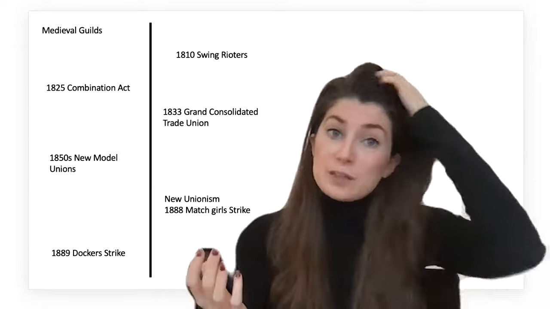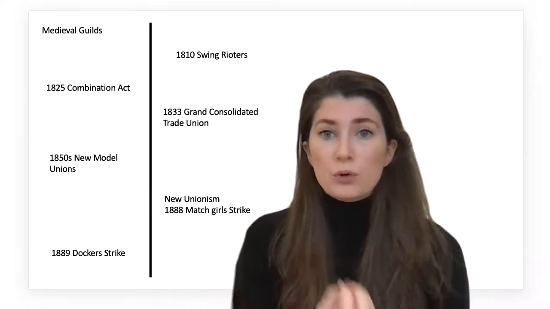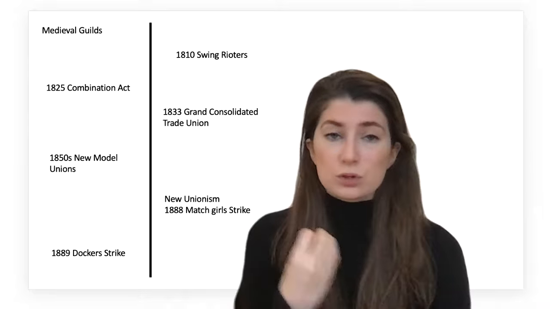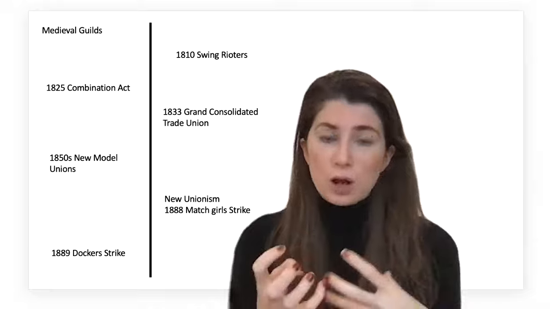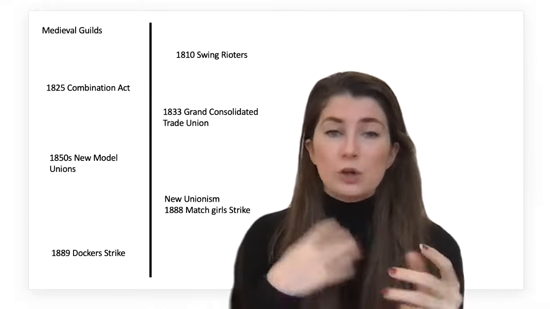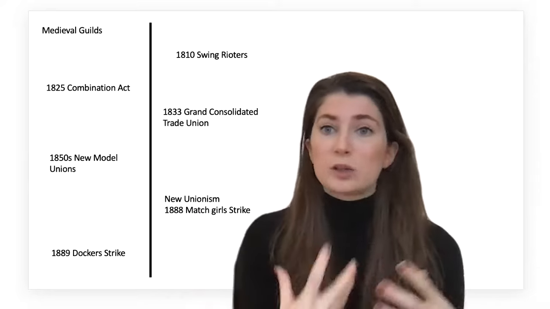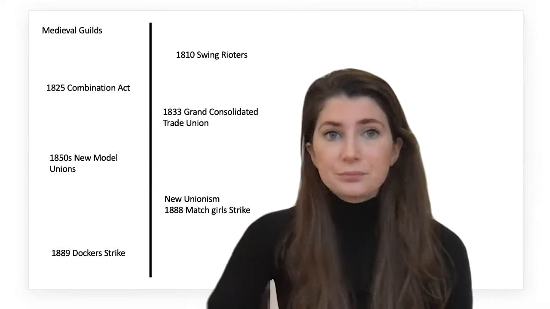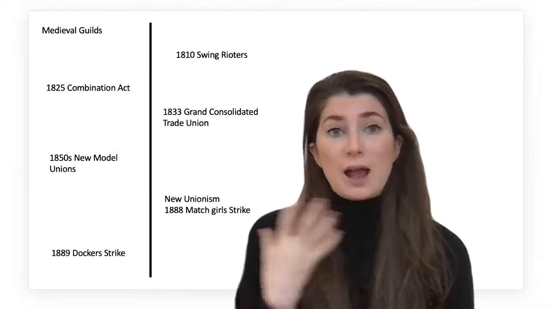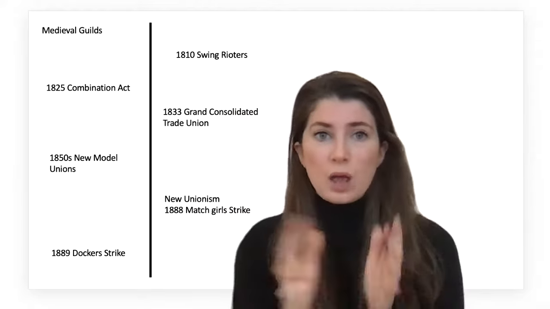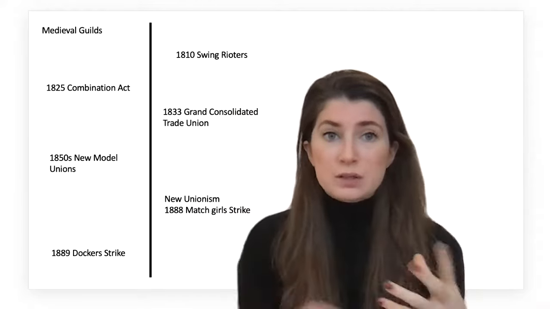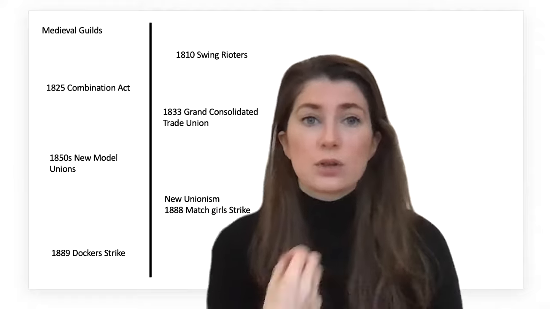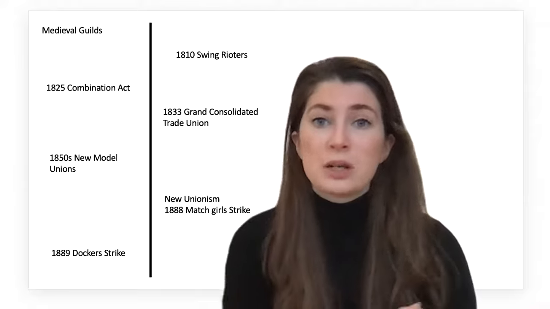Now, in the 50s, we start to see the new model unions. Remember, these are specific for certain skilled jobs, so more middle class or more affluent workers who have skills, like the Amalgamated Society of Engineers, set up in 1851. Because of this, we have this infiltrating downwards to influence the working class or the unskilled workers. And that was what we call new unionism.